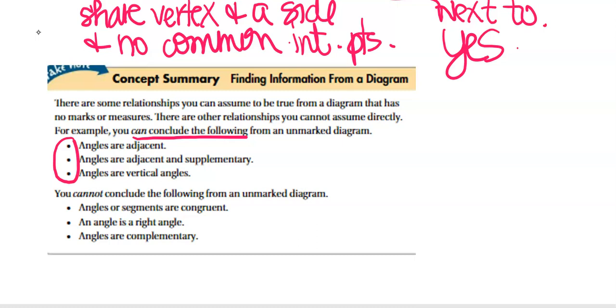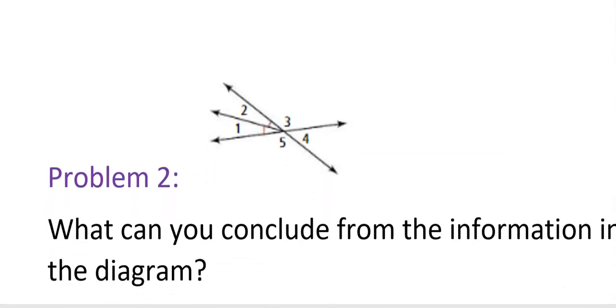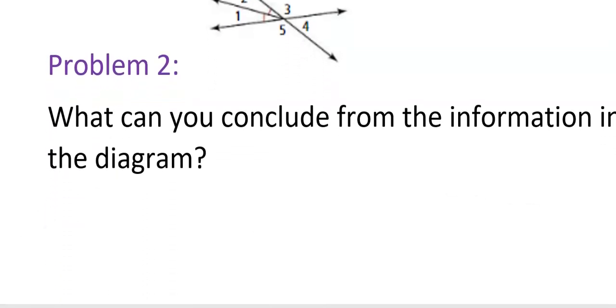You cannot conclude the following from an unmarked picture. You can't conclude that they're congruent unless they tell you. So if it's unmarked, you don't know. You can't assume that just because it looks like a right angle, it is a right angle. Remember, it needs that little box to determine if it's a right angle. So if it's unmarked, you can't tell. And you also can't tell that they're complementary basically because there's no box. So let's look at one.